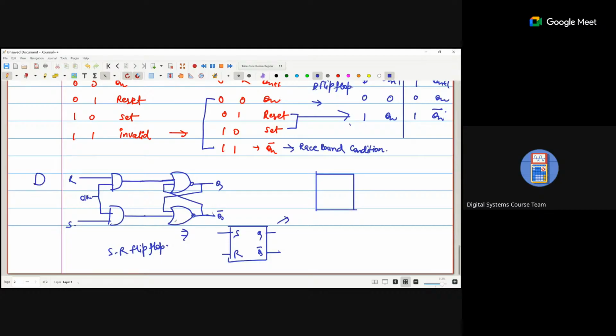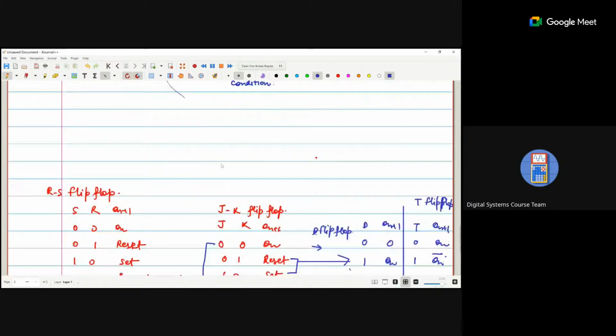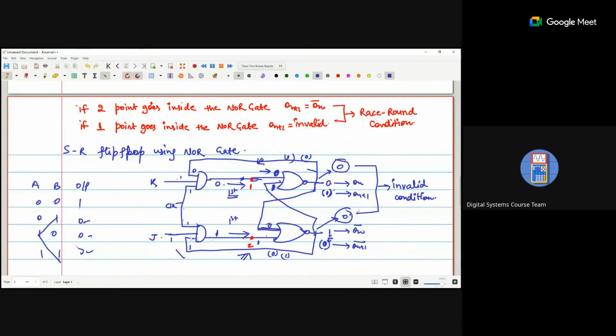We are using one more AND gate where K and Q will be connected, and another AND gate where J with Q bar is connected. So we combine these two AND gates, and we draw this circuit where a three input AND gate is used.